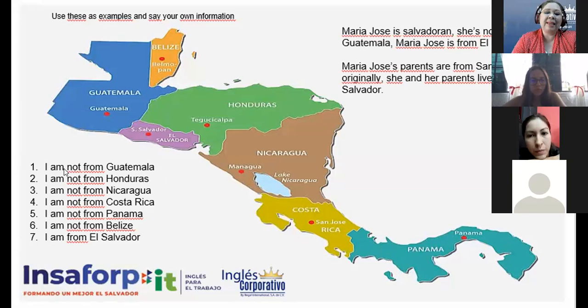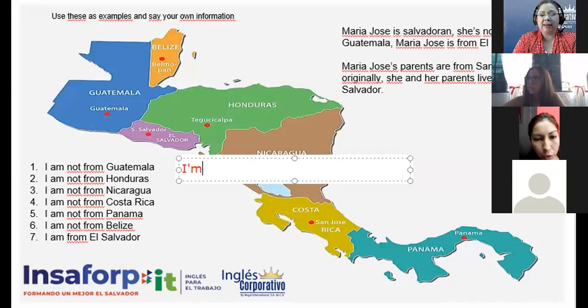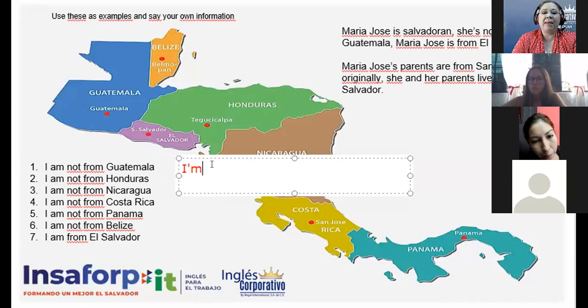Miren, la forma negativa también se puede contractar. Recordemos, I'm not, ¿ok? ¿Cómo sería contractado en todo caso? Sería I'm, all right? I'm. Vamos a ver, I'm y la palabra not. I'm not from Guatemala. ¿Ok? I'm not from Honduras. I'm not from Nicaragua. I'm not from Costa Rica. I'm not from Panama. I'm not from Belize. I am from El Salvador, right?